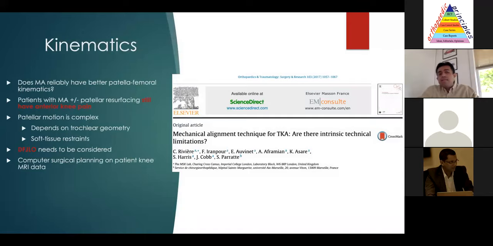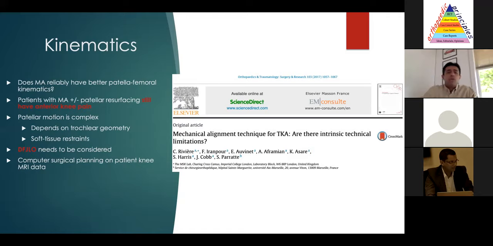Now, what about the mechanically aligned knee? Does that have better patellofemoral kinematics? I just showed you that that seems to be the case, but Charles Rivier looked at this with his group. And what they found is that patients with a mechanically aligned knee, whether or not they have patellar resurfacing, still have anterior knee pain. And patellar motion tends to be a lot more complex than just aligning the femur and aligning the patellar component. It depends on the geometry of the trochlea, and we've seen different implant systems. If you use a DePuy Sigma, frequently patients end up with a clunk. That box is very sharp. And if you use some of the newer generation implants like an Attune or a Zimmer Persona, that seems to be more forgiving. And also it depends on soft tissue restraints.